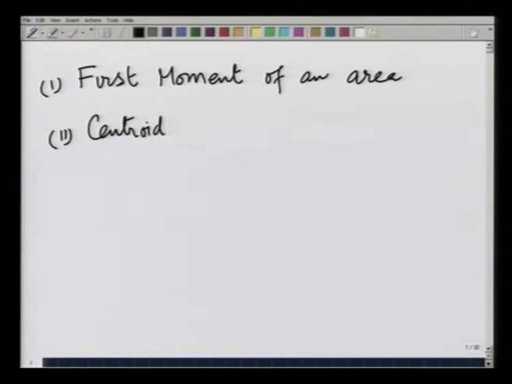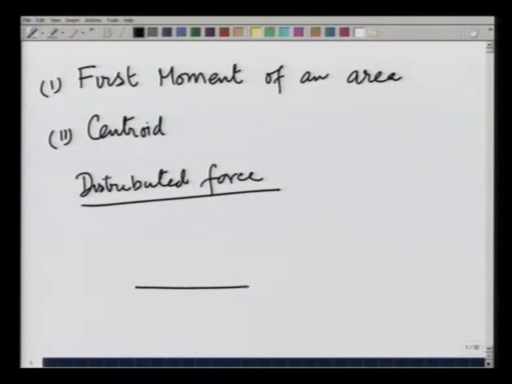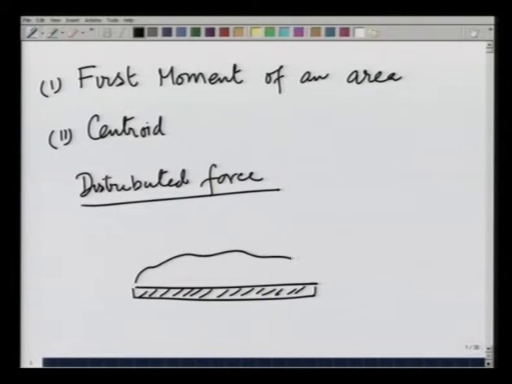As I had indicated towards the end of my previous lecture on this topic, the place where we use these concepts is where we have a distributed force. What do we mean by that? For example, if I have a beam and there is some mass on top of it, so that it applies a force on the beam.